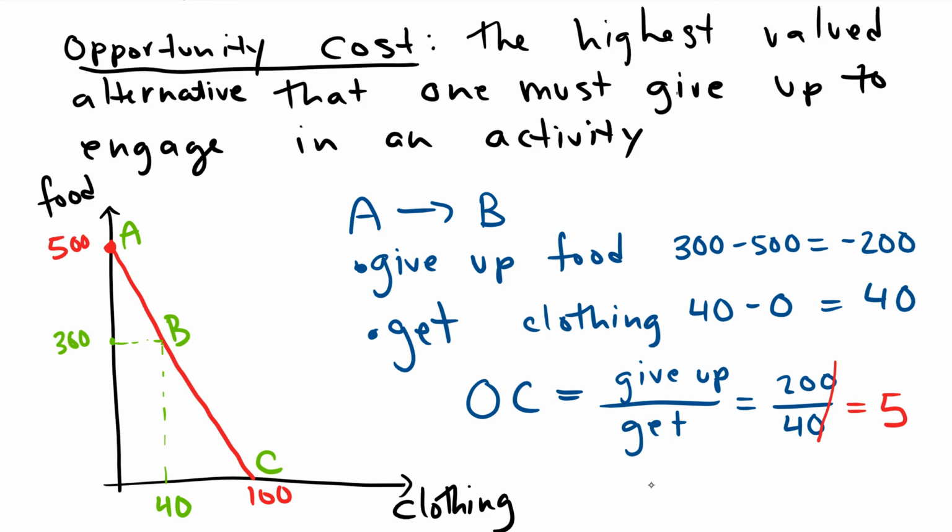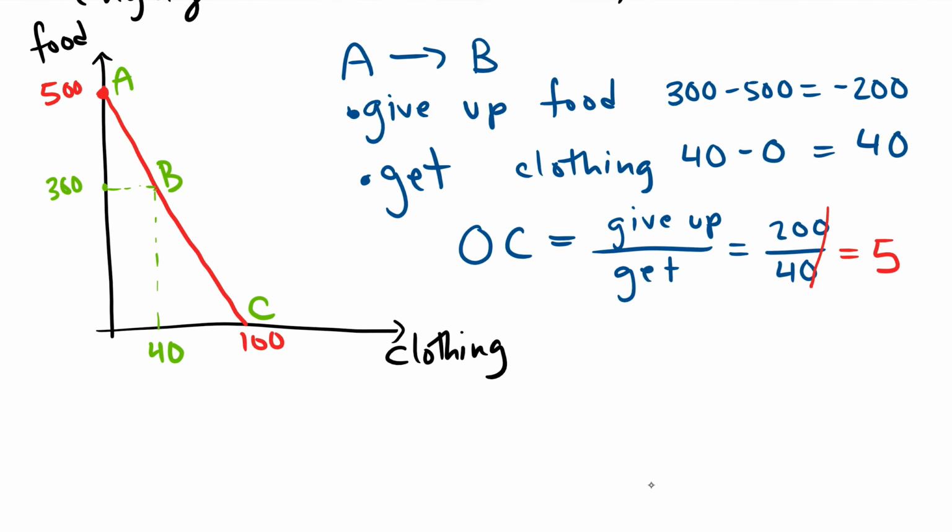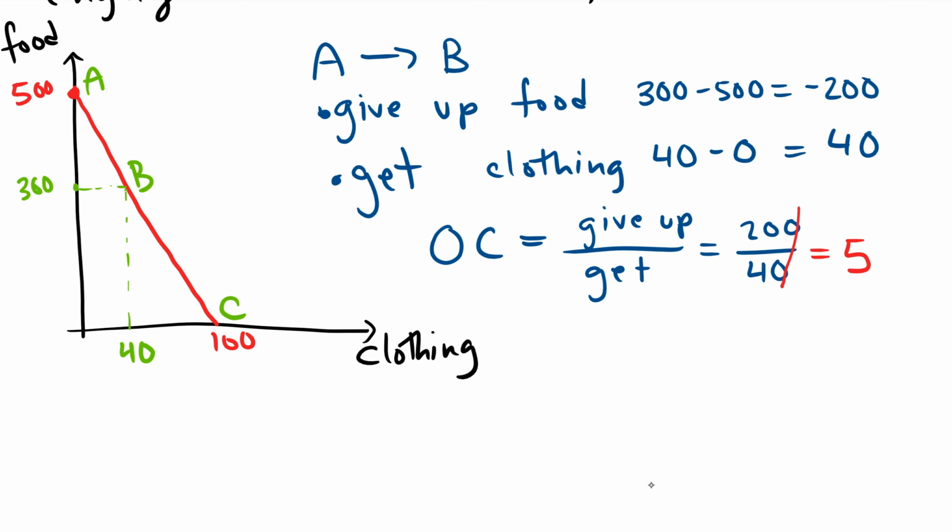But the question is, 5 what? Okay, so the opportunity cost here of clothing, because in this case we got clothing, is that one unit of clothing is going to cost us 5 food. We can call it units of food, I'm just going to say 5 food. So every time we get one more unit of clothing, we give up 5 food. Now, if we go the other way, it's also true.